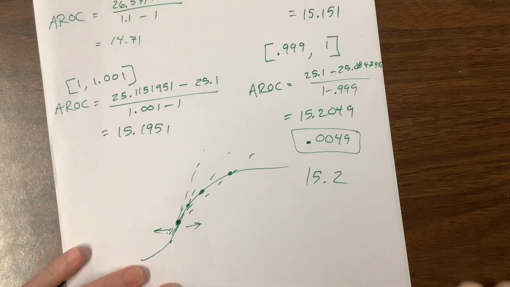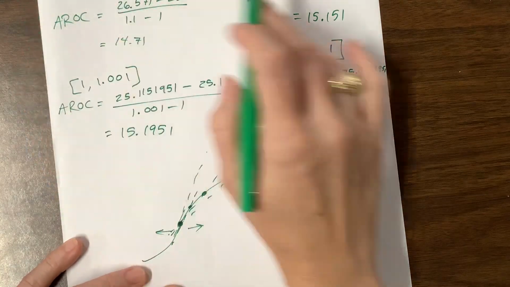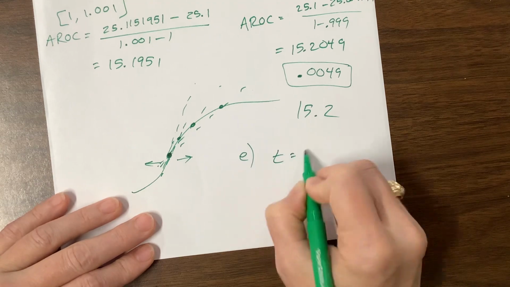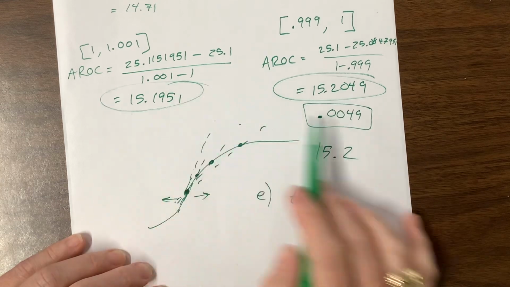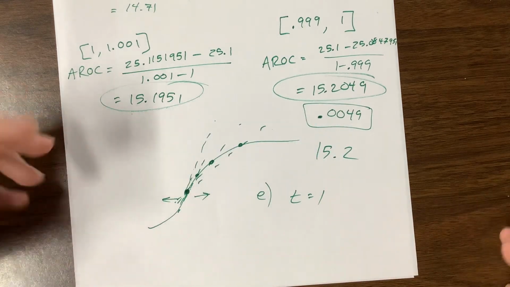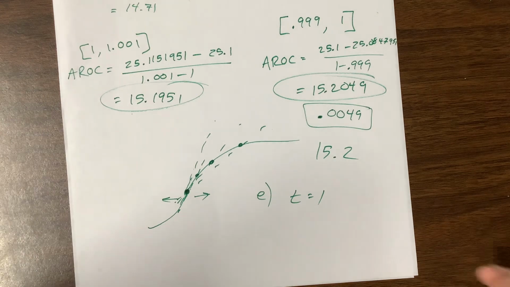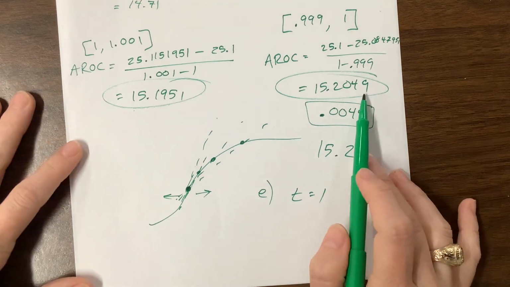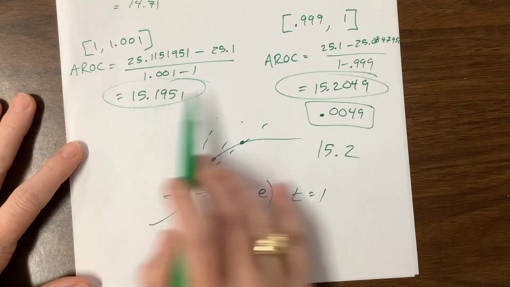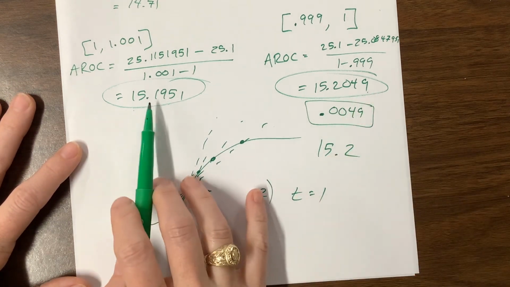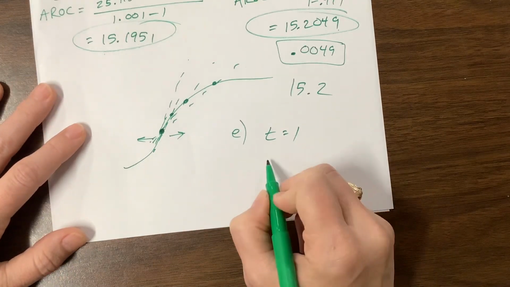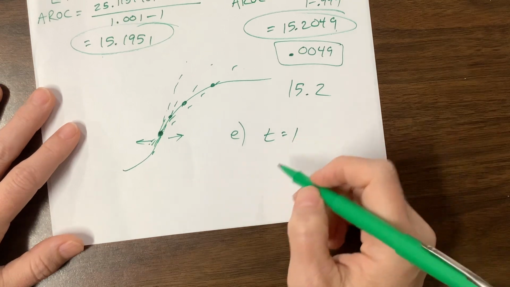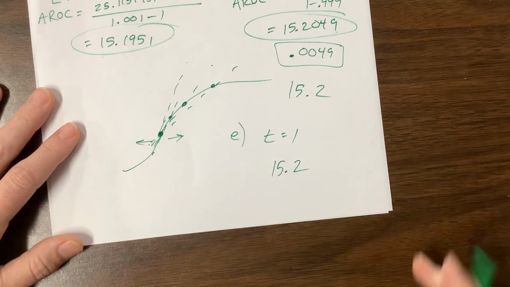And so the problem, part E, so this was, I think it was A, B, C, D, and then part E said, okay, well, what happens just at t equals 1? Well, since we are really close between this one and this one, we were really, really close. Do we take the average? I mean, not officially. The official way to do this requires calculus. But notice this is 0.0049, and this is 0.0049 units away. And so the answer to part E is that at time t equals 1, our instantaneous rate of change is approximately 15.2.